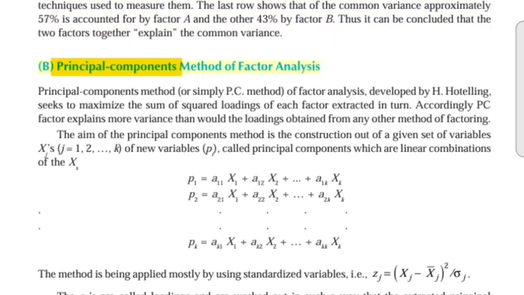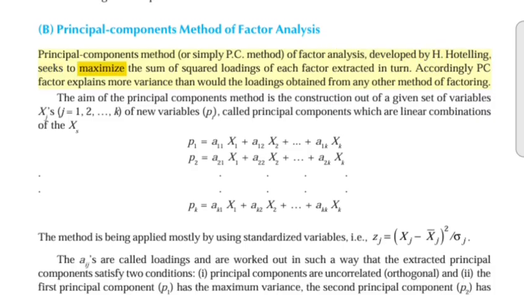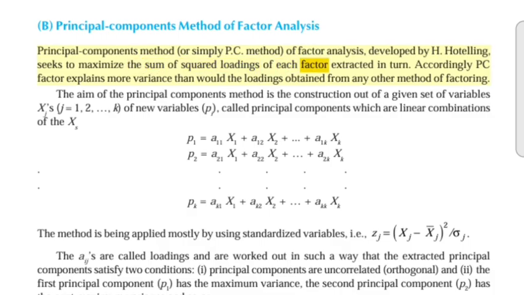B. Principal components method of factor analysis. The principal components method, or simply PC method, of factor analysis, developed by H. Hotelling, seeks to maximize the sum of squared loadings of each factor extracted in turn. Accordingly, the PC factor explains more variance than would the loadings obtained from any other method of factoring.